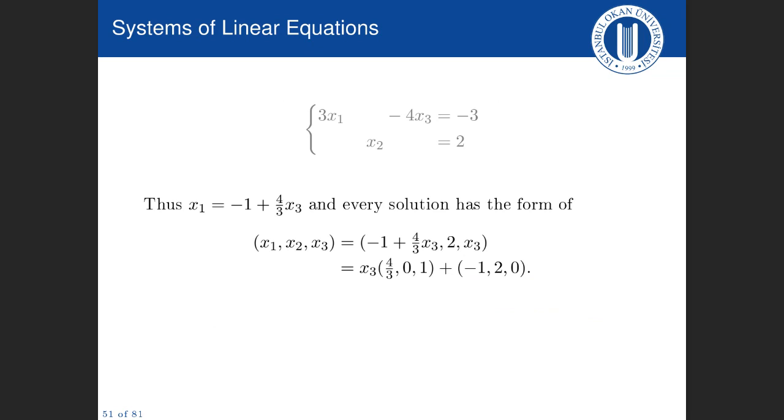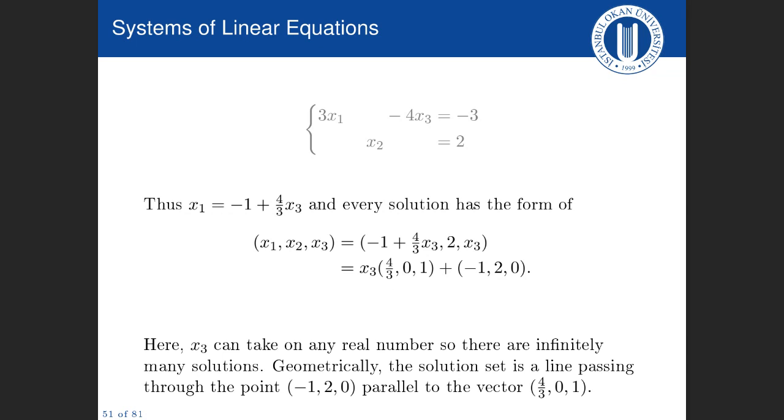The first one we can rearrange to x1 is equal to minus 1 plus 403 x3. So therefore, every solution looks like this: minus 1 plus 403 x3, comma 2, because x2 must be 2, comma x3. Or I could write this as x3 multiplied by a vector, 403, 0, 1, plus another vector, minus a half, 2, 0. Here, the x3 can be any real number. So that means there are infinitely many solutions to this linear system.